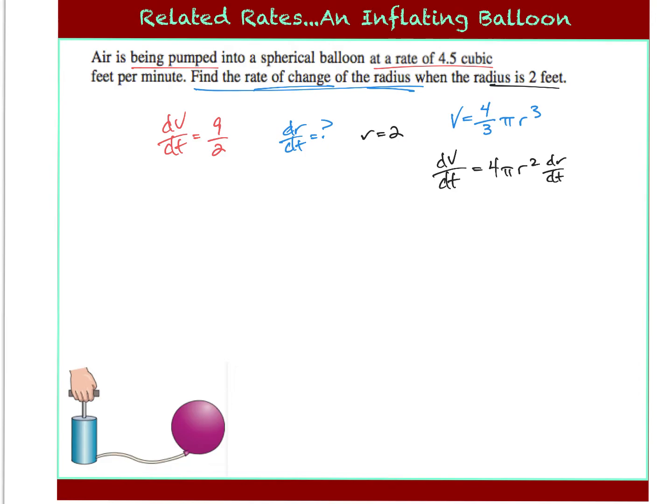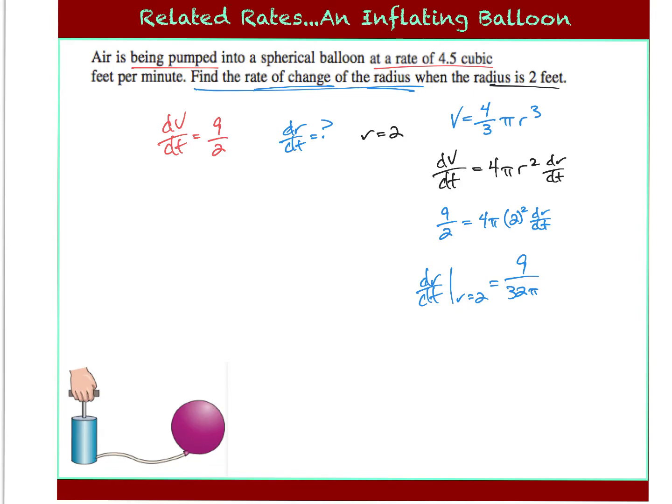All right. So now let's substitute in what we know. What is my dV/dt? 9/2 equals 4 pi times, what's my r? 2. So now I have 2 squared dr/dt. So let's do a little bit of math. 2 squared is 4. 4 times 4 is 16. So I got 16 pi over here. And what do I want to do with that 16 pi? Divide. So dr/dt, when my radius is 2, is equal to 9 over 32 pi. And make sure pi stays in the denominator. All right?